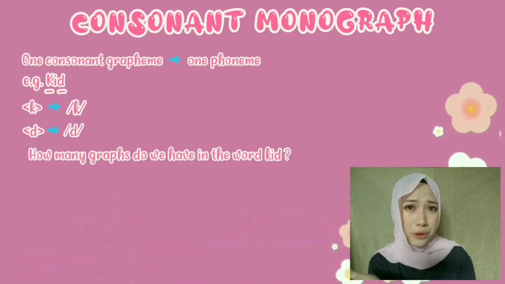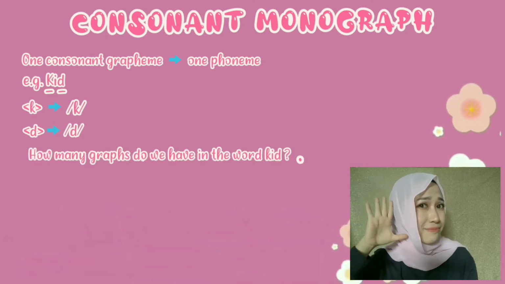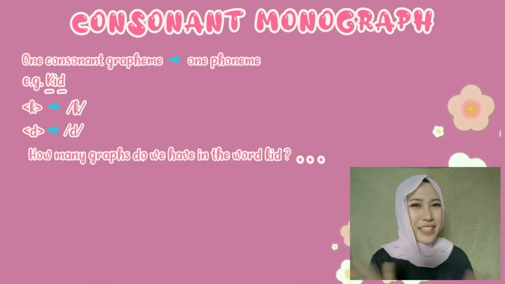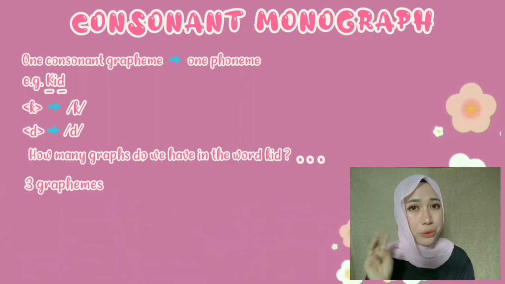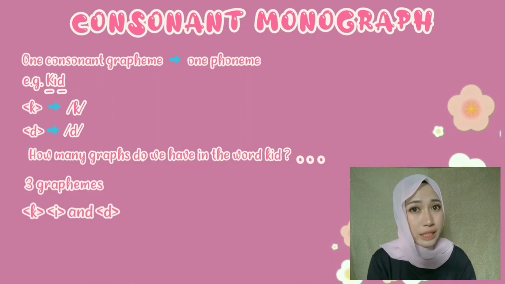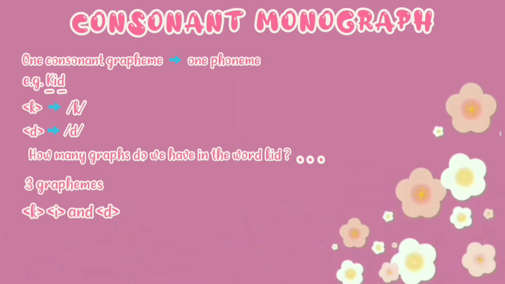So how many graphemes do we have in the word kid? Yep, that's right. There are three graphemes, that is K, I, and D. So as an English foreign learner, how do we define the grapheme from a word? We have to listen to many native speakers' audio. Yeah, that's true.